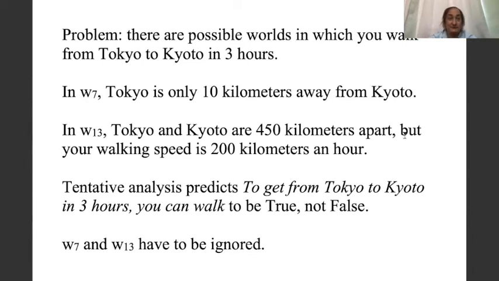Here's another one, world 13. Tokyo and Kyoto are 450 kilometers apart, as in the actual world, but you can walk at 200 kilometers an hour. There's a world like that. That's not a logical impossibility. There's nothing contradictory about such a world. But we're really not interested in that kind of a world.